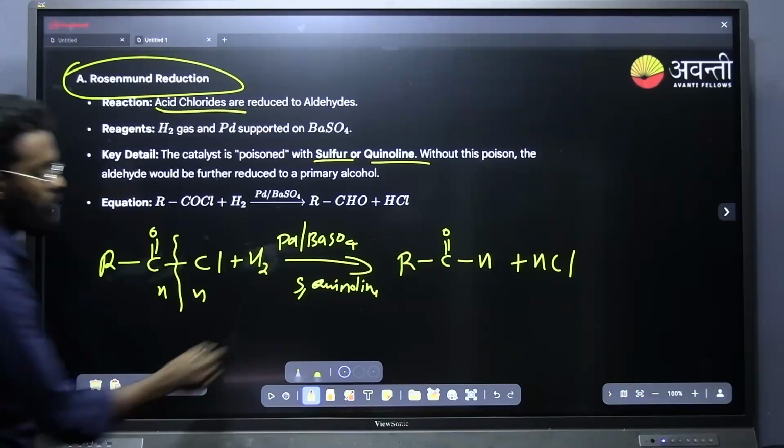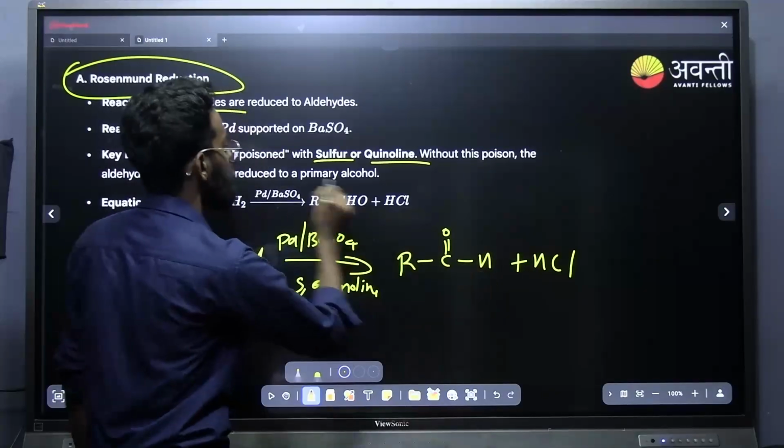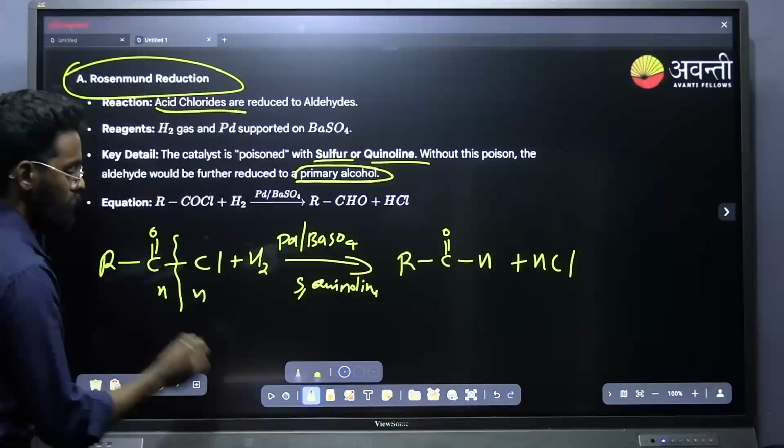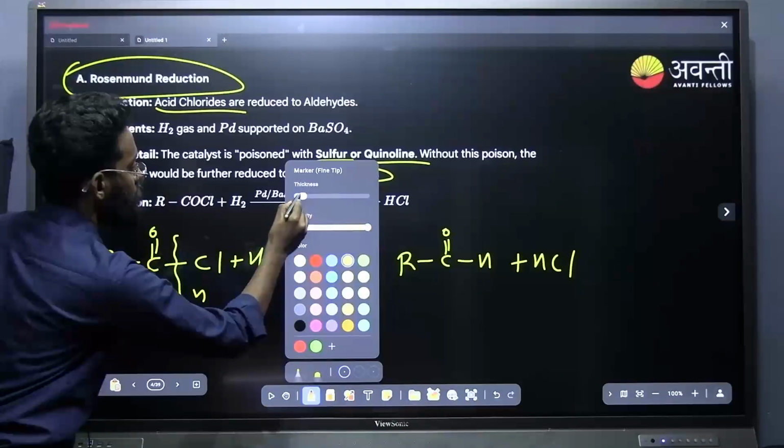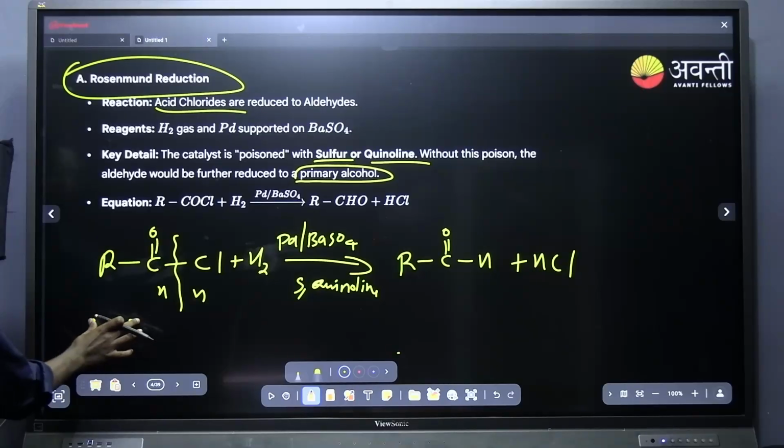Remember that if we didn't use sulfur or quinoline, which is a poison, the reaction will continue till the formation of primary alcohol. That is all about Rosenmund's reduction reaction.